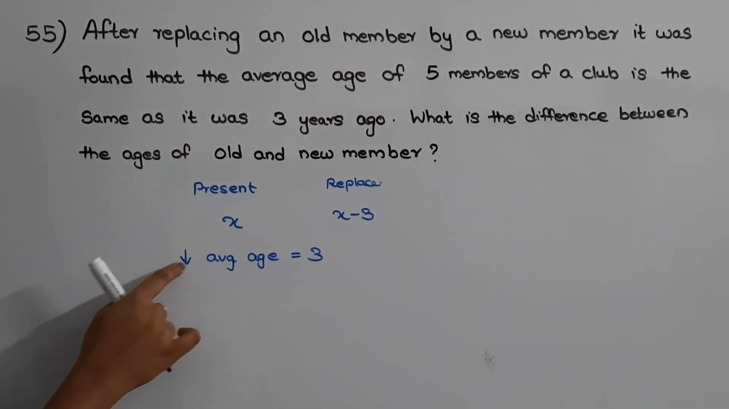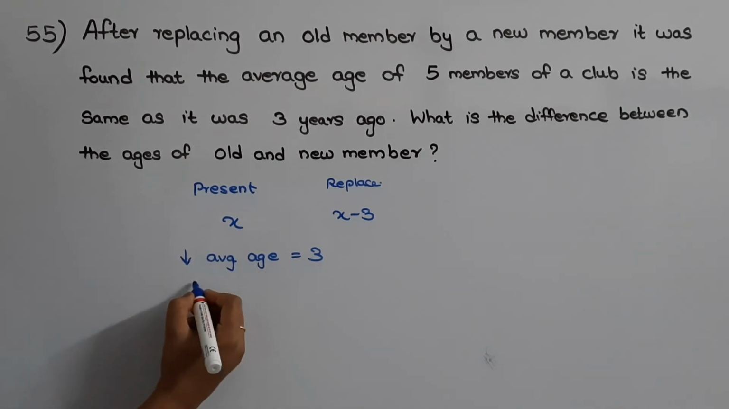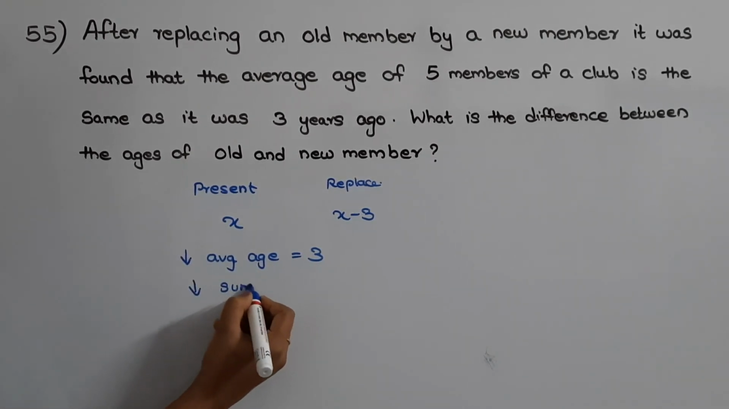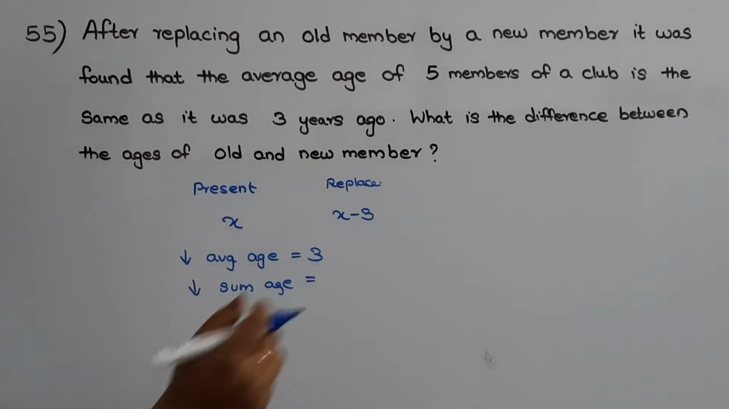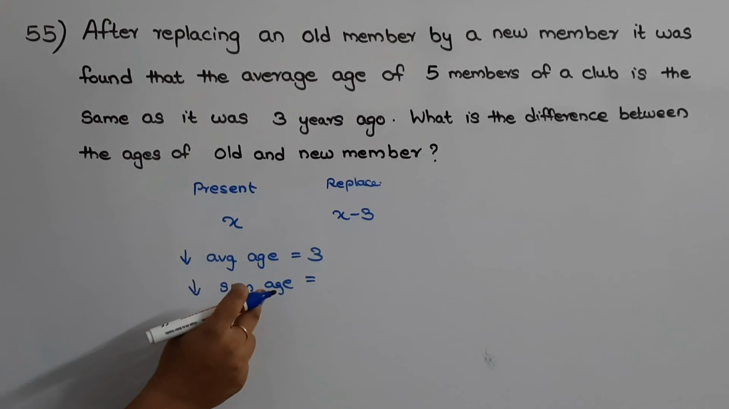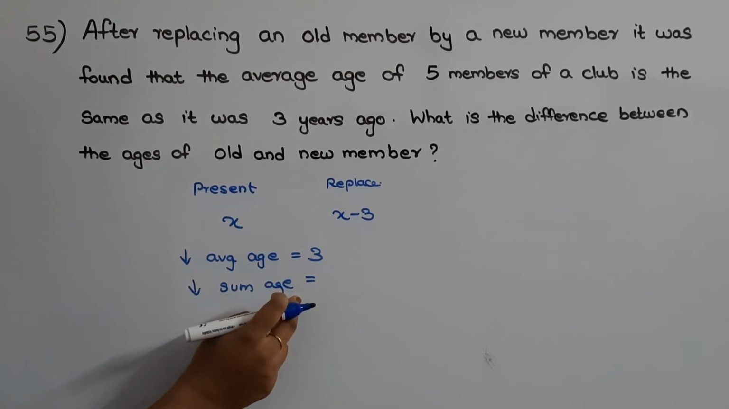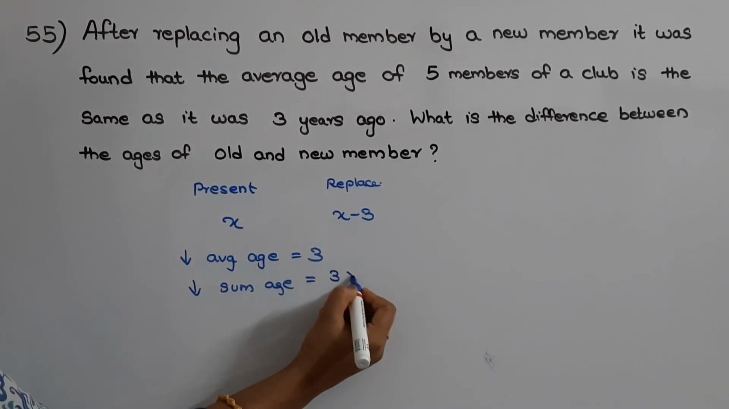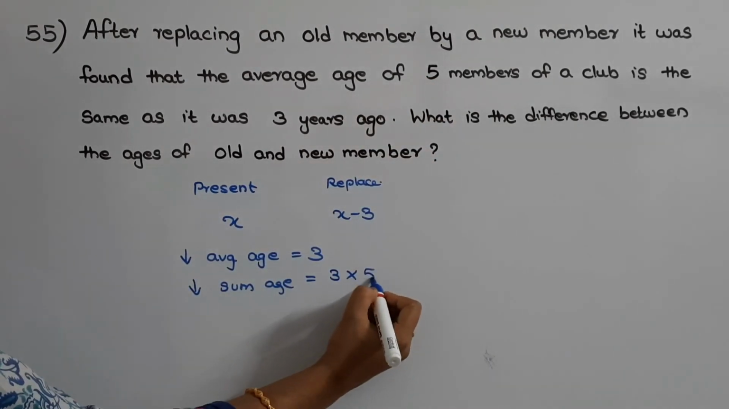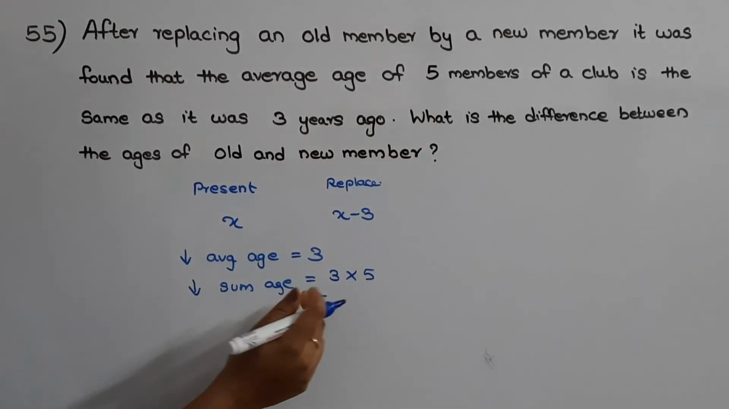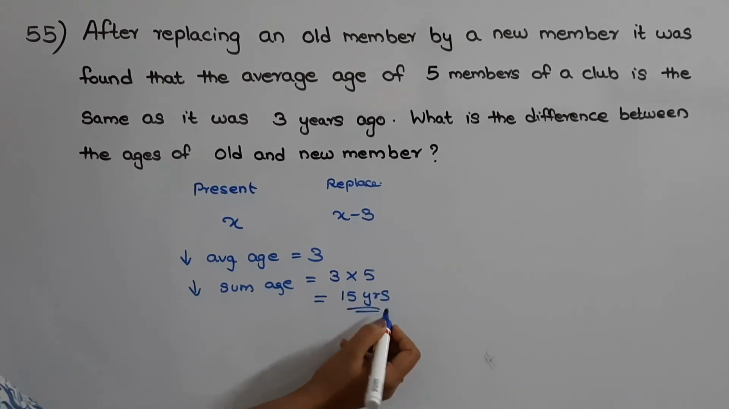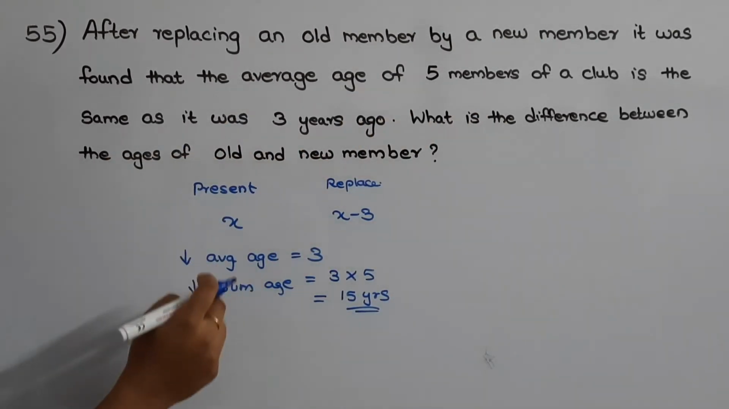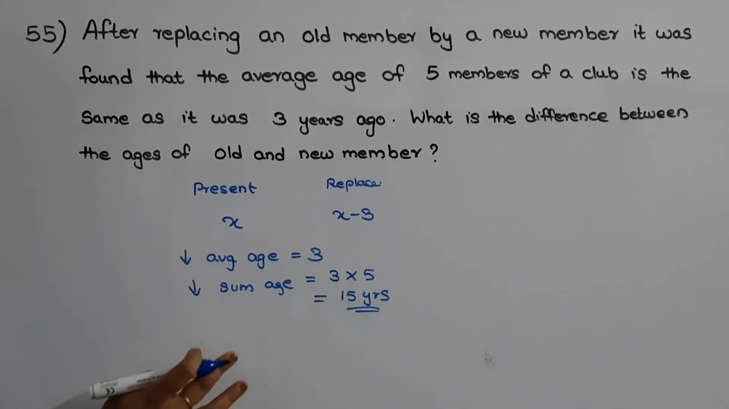So if the decrease in average is 3, what will be the decrease in sum of ages? Sum is equal to average into number of observations. So the decrease in sum of their ages will be equal to 3 into the number of members, that is 5. So the decrease in the sum of their ages will be 15 years. So the difference between the ages of old and new member will be equal to 15 years. So this is the answer.